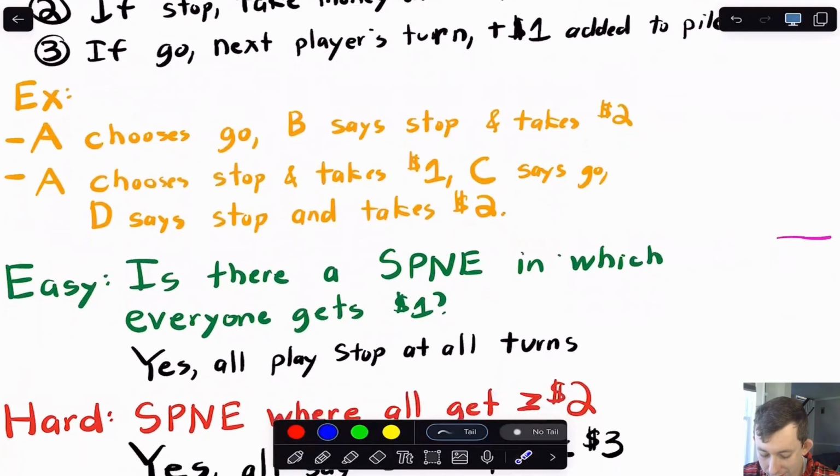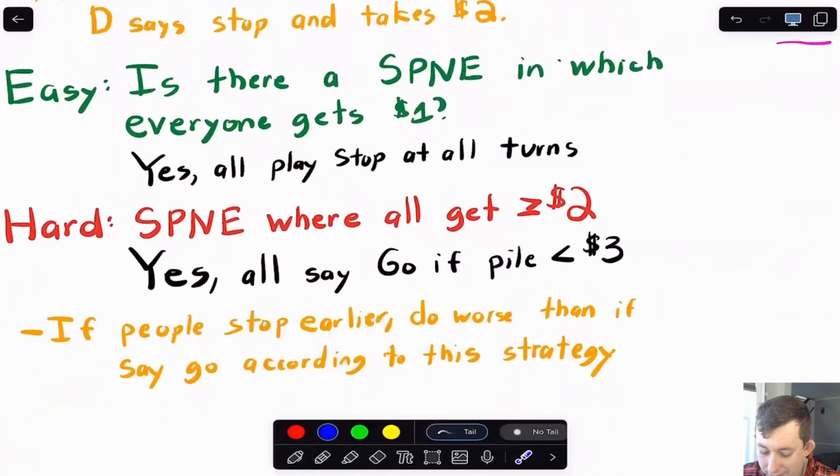A hard question, on the other hand, would be, is there a subgame perfect Nash equilibrium where everyone gets greater than or equal to $2? So now how are you going to figure this out?